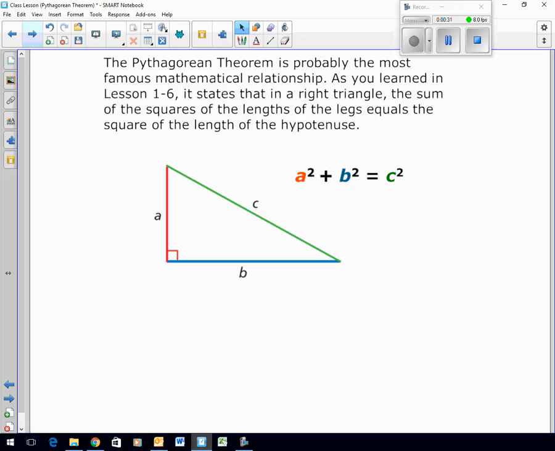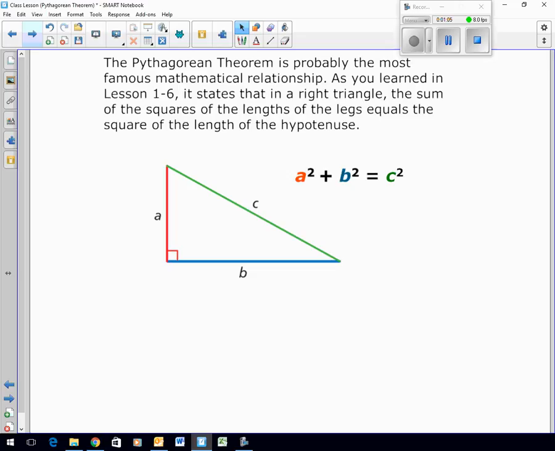You do have to write a squared, b squared, c squared. However, I'm going to modify that formula for you because we will play evil tricks on you sometimes. The Pythagorean theorem is probably the most famous mathematical relationship. It states that in a right triangle, the sum of the squares of the lengths of the legs equals the square of the length of the hypotenuse. And yes, it's going to be written as a squared plus b squared equals c squared.